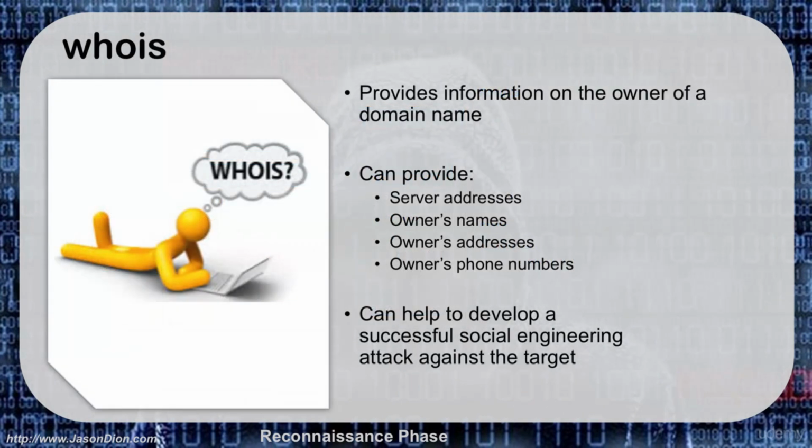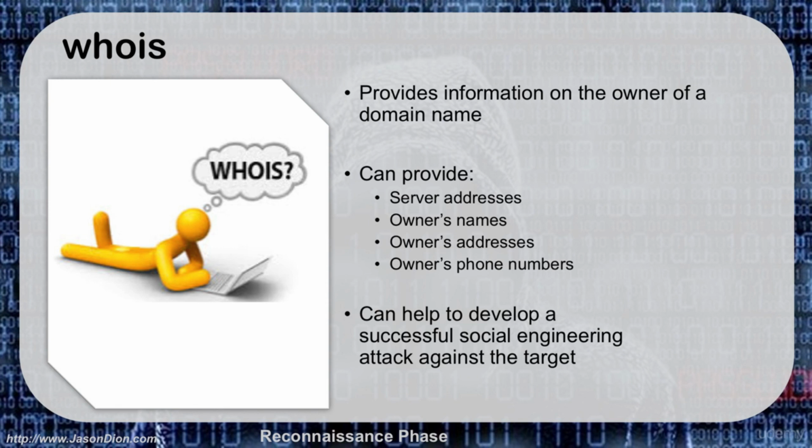The next tool we have is what's called Whois. And what Whois does is it provides us information on the domain name owner. So we can get things like the server address, the owner's name, their physical address, their phone numbers, and how to contact them. Why might this be helpful to us? We can use this to develop a successful social engineering attack against them.